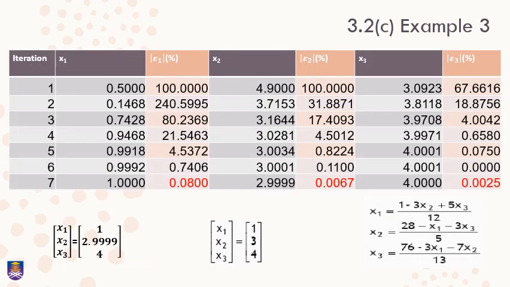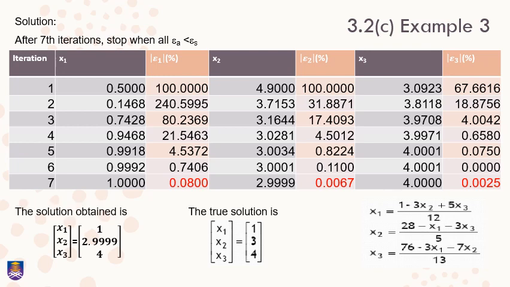We repeat the steps of the Gauss-Seidel method. Finally, after 7 iterations, the iteration stops when all epsilon A is less than epsilon s. The solution obtained is also very close to the exact answers.